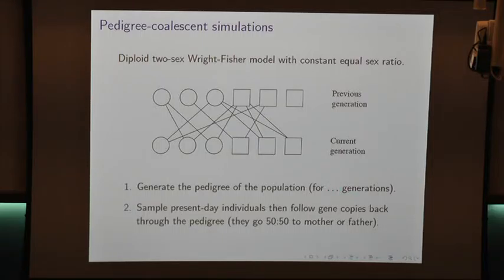And then I come to the present day and sample two individuals, take one gene copy from each of them, and follow it back through that pedigree. Right? And they go 50% of the time, because of Mendel's laws, to the mother, 50% of the time to the father. As I follow these two things back, eventually they'll end up in the same individual. When they end up in the same individual, then there's a 50% chance that they're actually the two distinct gene copies in that diploid individual, and a 50% chance that they coalesce in that individual. If they coalesce, I stop and record the generation in which it happened. If they don't, then one goes to the mother, one goes to the father, and I just keep going until I get a coalescence.